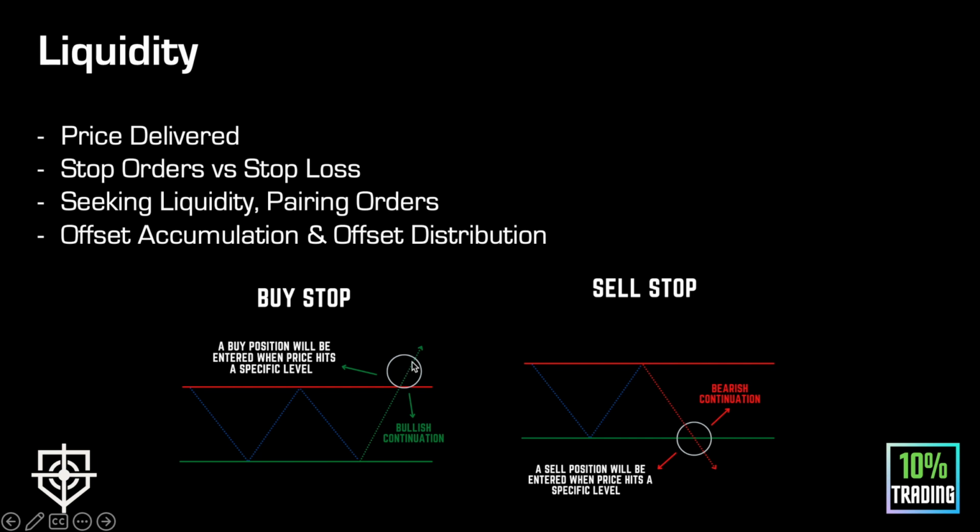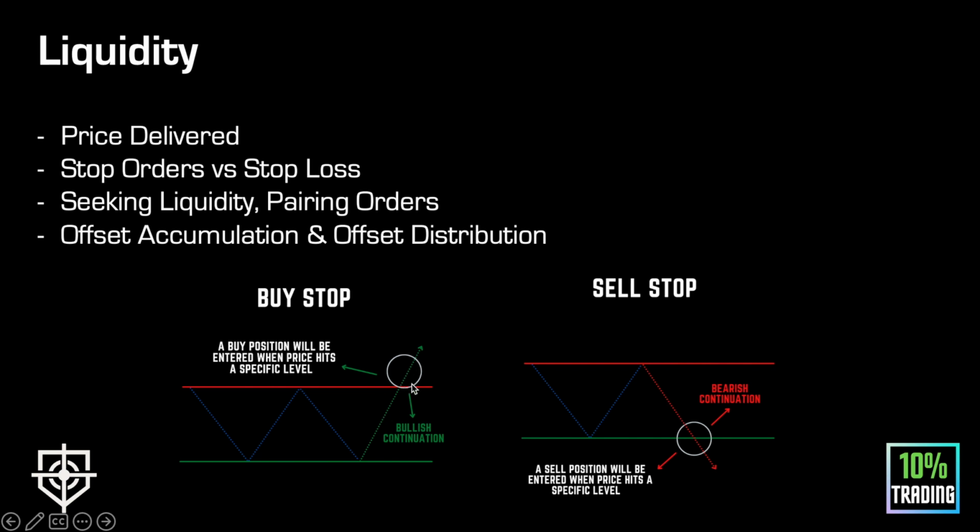When we break above or below old highs and lows, we trigger stop orders. This is when smart money enters the market. They wait for these sweeps. Why? Look at the third point, pairing orders. What is pairing orders? Can you buy something if someone isn't selling it? And can you sell something if someone isn't buying it? Just think about that for a second.